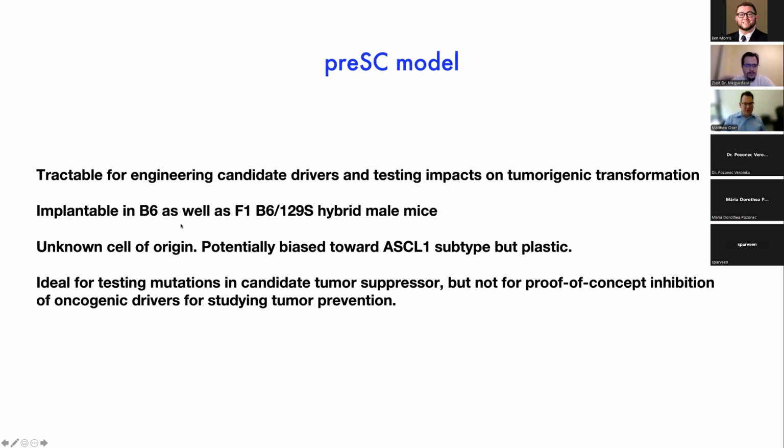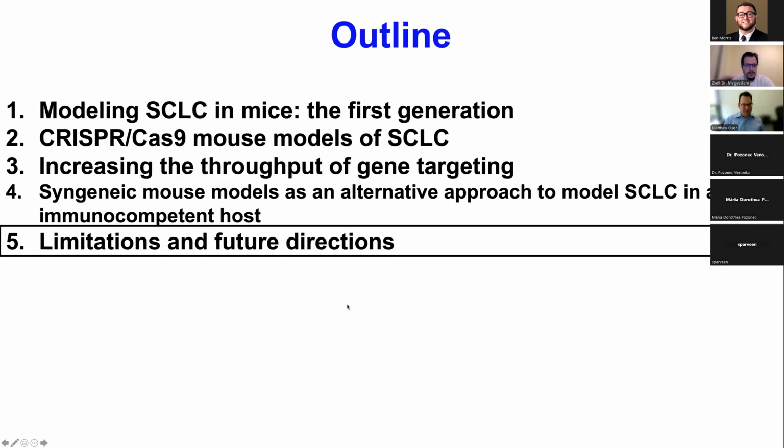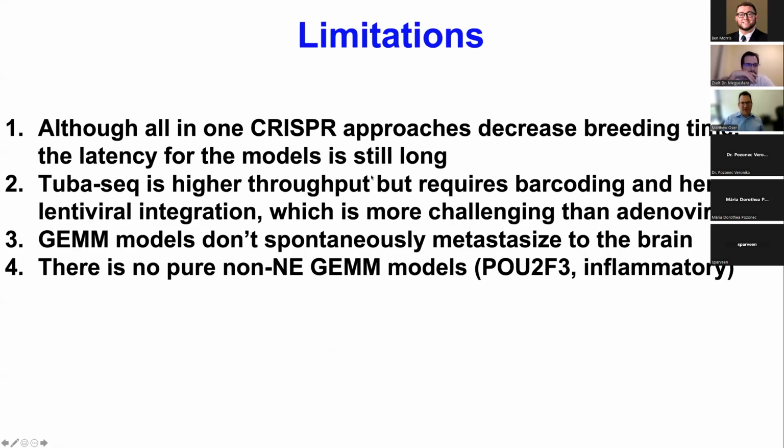These can go into immunocompetent mice. These are more like an ASCL1 subtype. It's not really to study tumor prevention though. So just a couple ideas to wrap up. Just some limitations with some of the approaches we're using.